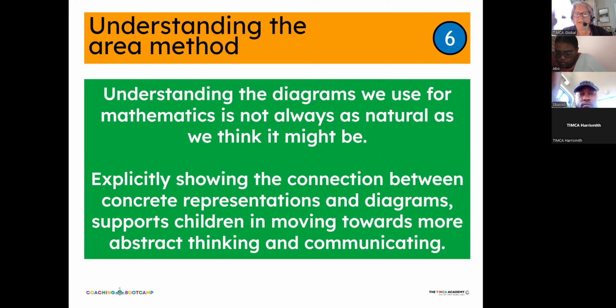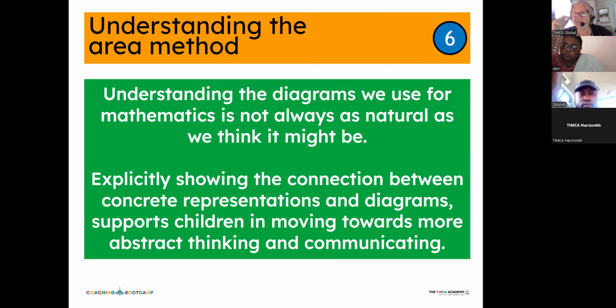Explicitly showing the connection between concrete representations, so things that we actually do in real life, and the diagrams that we use. We have to make the connections between these things and how those things connect to our thinking in our mind. We have to make that explicit. We can't just assume they're going to get it.